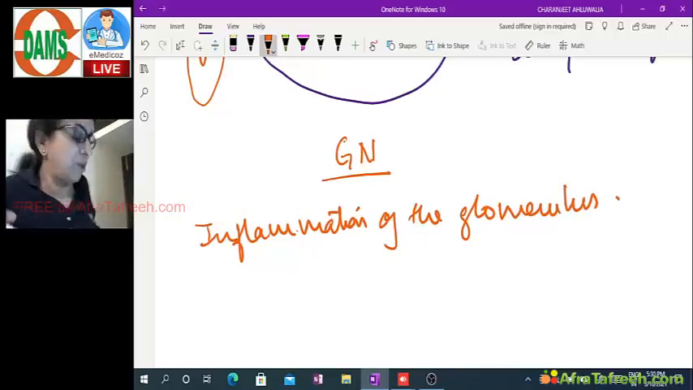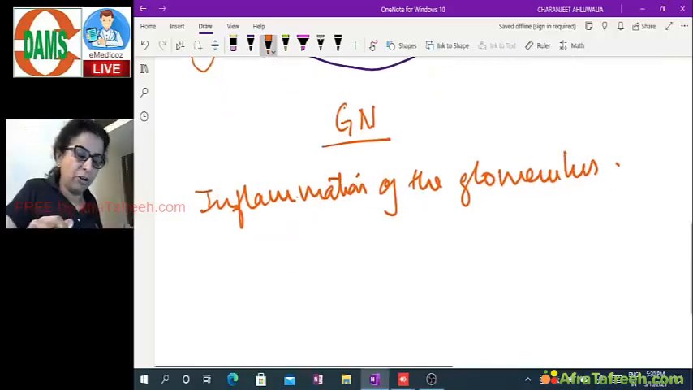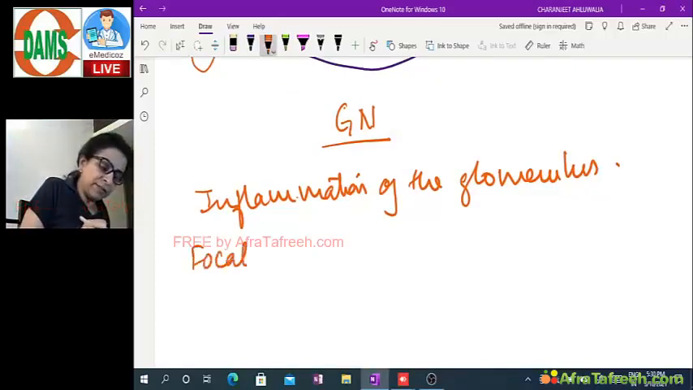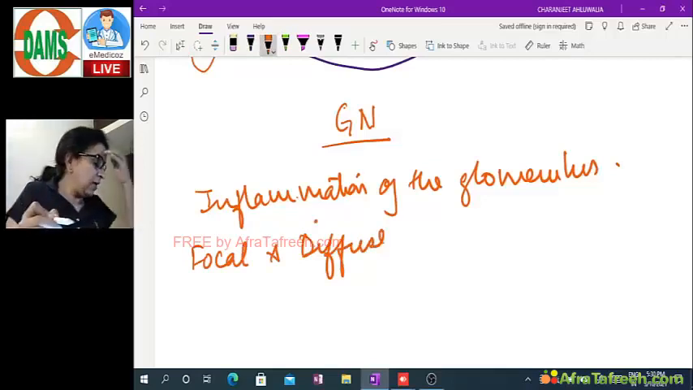Now, when we talk about glomerulonephritis, I will be talking about 3 or 4 terms which you have to know. Number 1, focal and diffuse.